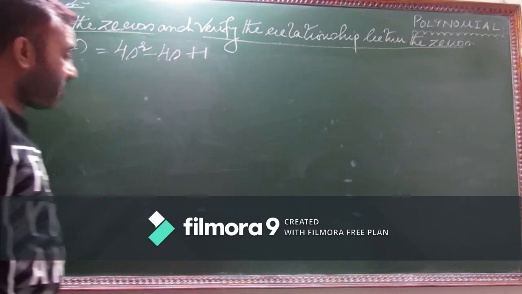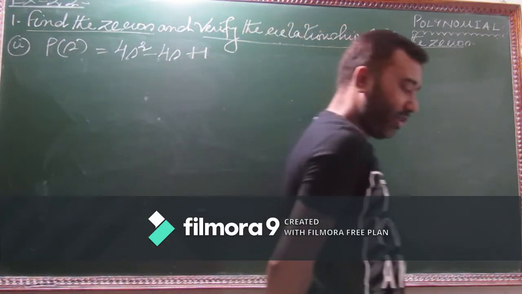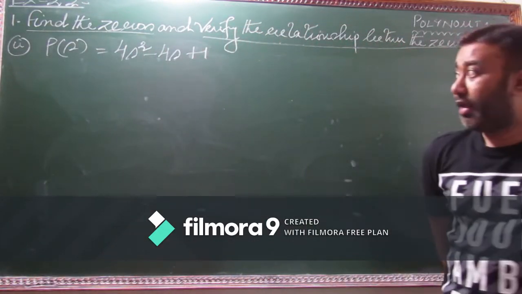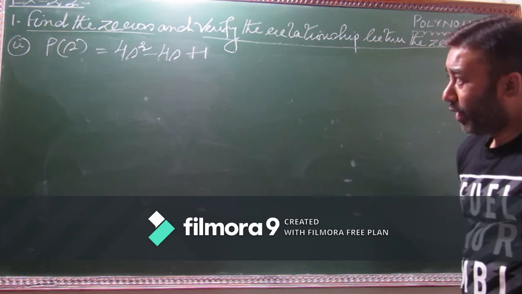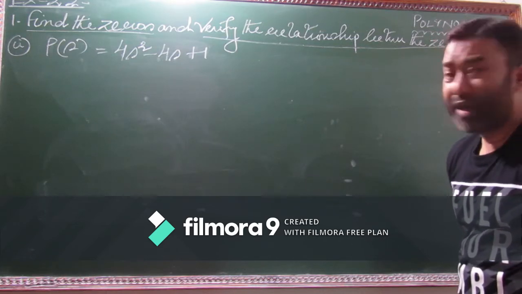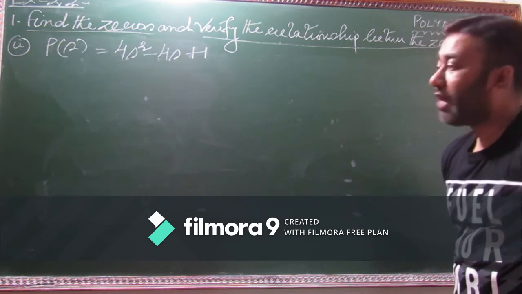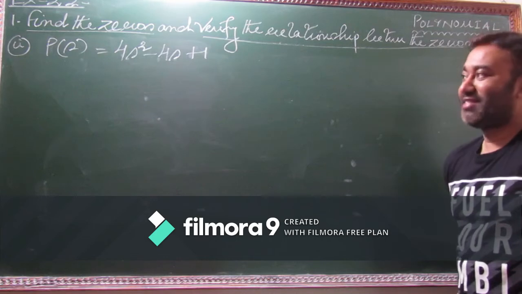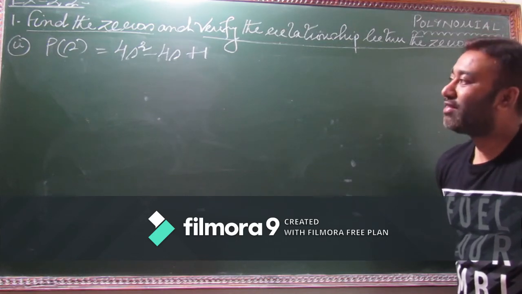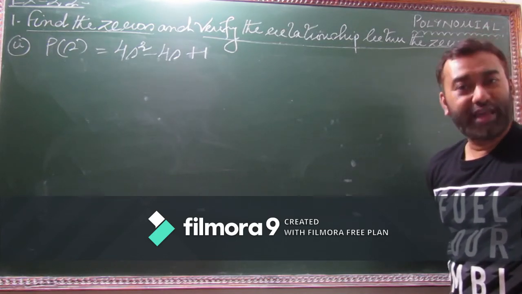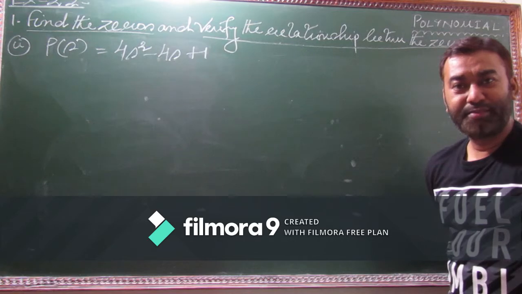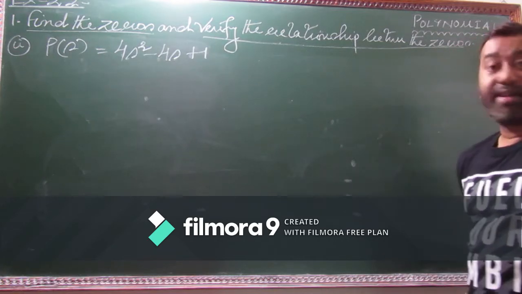Now I am going to start the second part of the same question. You have to do the same thing. In the second part, the polynomial is in s, that's why I have considered it as ps. So ps is equal to 4s square minus 4s plus 1. First I need to find the zeros.